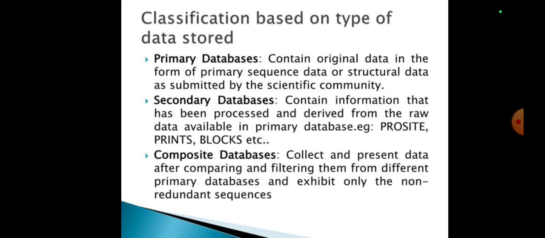Examples for the secondary database are ProSite, Prints, Blocks, PFAM, Identify, etc. And the composite data banks collect and present the data after comparing and filtering them from different primary databases, and exhibit only the non-redundant sequences. That's composite databases.